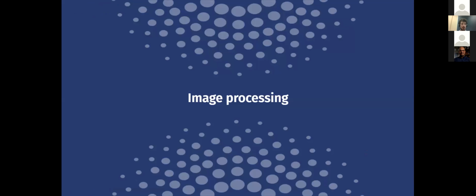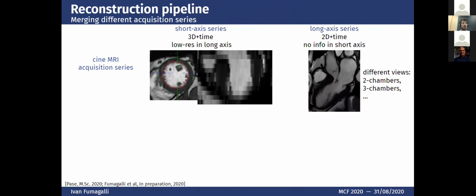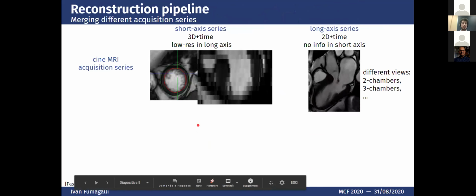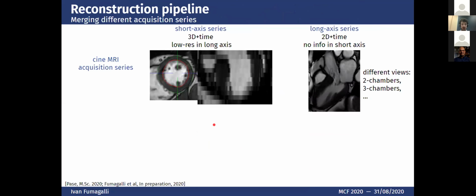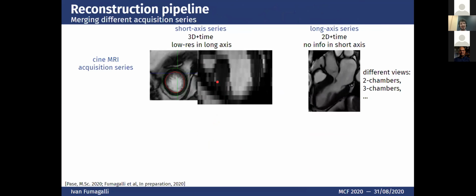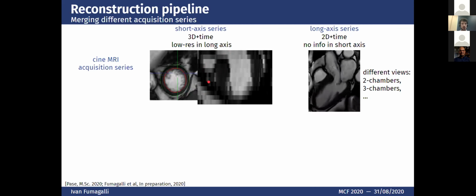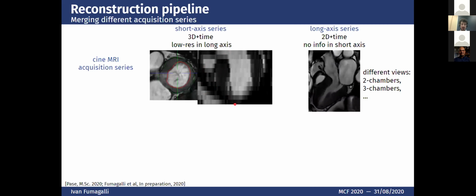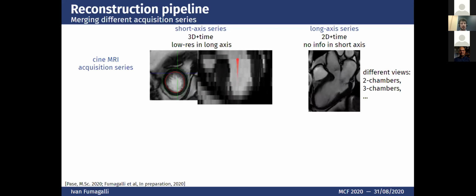So let's start from the first step of our pipeline, which is image processing. The data that we use is actually cine MRI data, so it is a set of different acquisition series that have different features. The main series, at least in routinely acquired data in the standard diagnostic procedure, is the short axis series, which is three-dimensional and of course time-dependent. Although it has a good resolution in the transversal planes of the ventricle, it has a low resolution along the long axis of the ventricle.